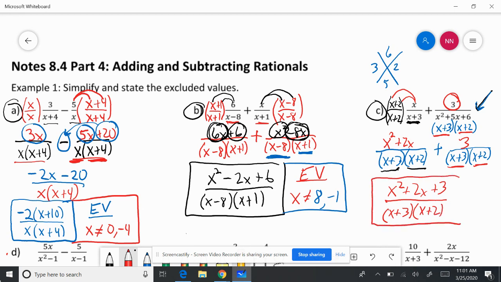Now, before we end it, we need to find our excluded values. Our excluded values is what gives us 0 for the denominator. And we see that it would be x cannot be negative 3 and negative 2.